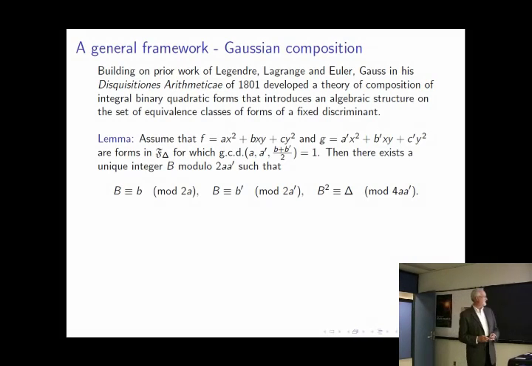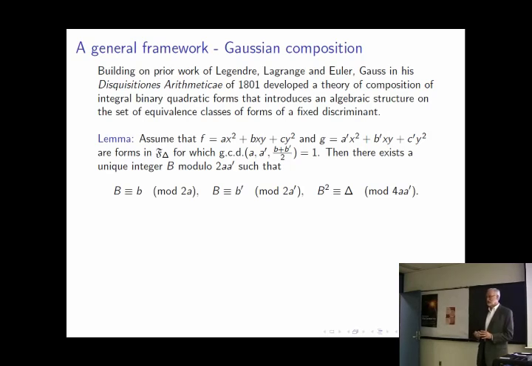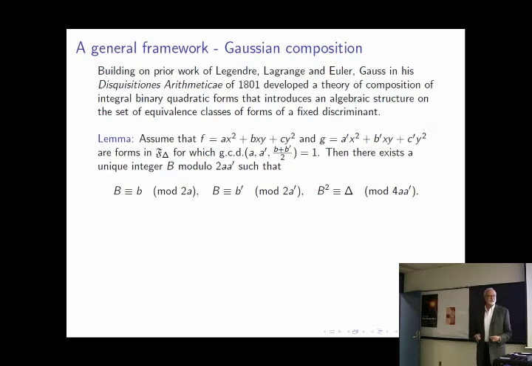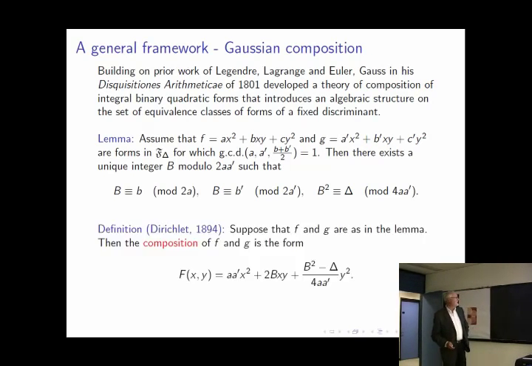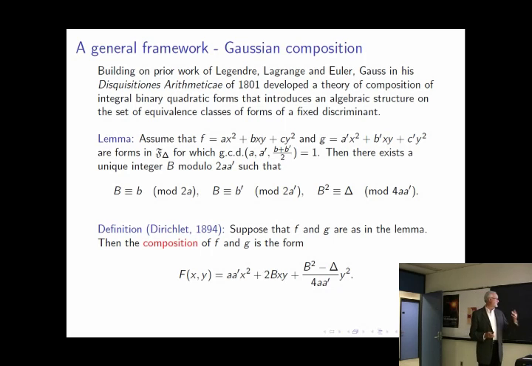That's sort of on the level of an exercise for an elementary number theory class. All you need to know is a little bit about solving elementary congruences in the Chinese remainder theorem, and so it becomes then a little exercise to produce this capital B. And then magically, once you have capital B, you can produce a form capital F that I just call the composition here.